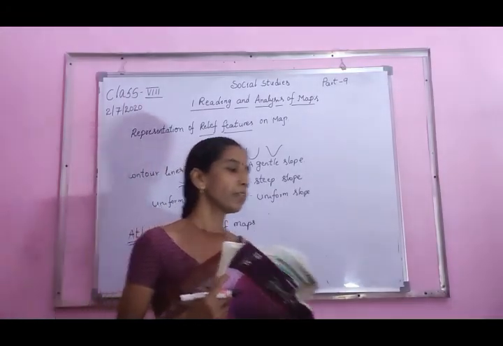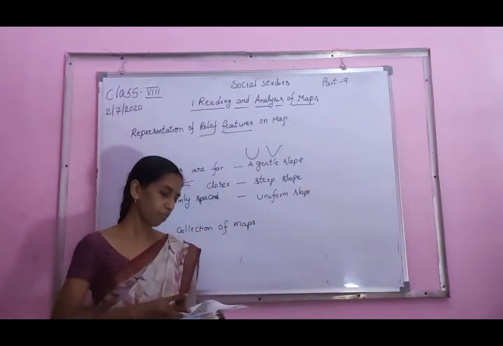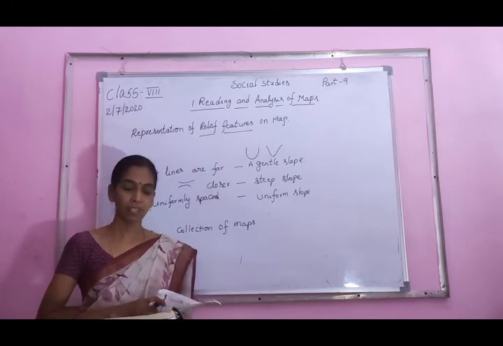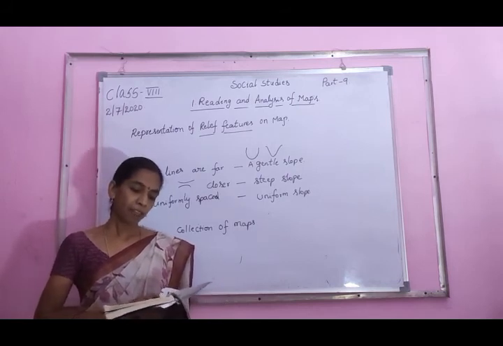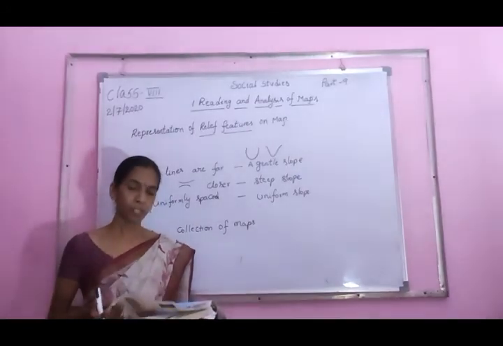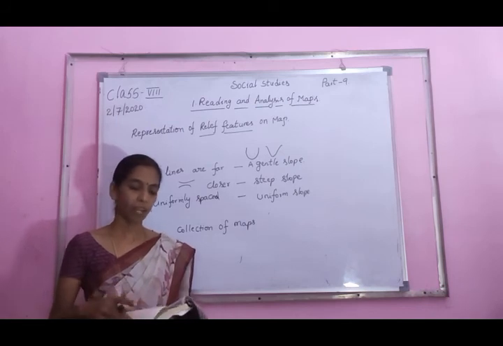On the back side, two or three maps are there. These maps give different types of information. The first one is relief and drainage system, river system, and mean annual rainfall, the distribution of rainfall. This map is an AP map, showing AP distribution of rainfall.